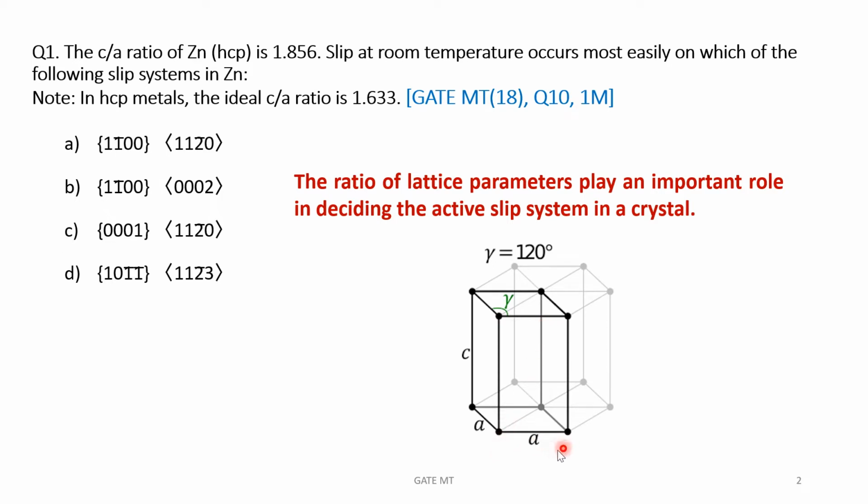An HCP crystal, as you may recall, has lattice parameters A and C, that is the vertical parameter, and the C by A ratio is as mentioned in the ideal case. We also know that the angle gamma between the lattice parameters A is 120 degrees, the rest of the angles being 90 degrees. That is the basics of an HCP crystal.